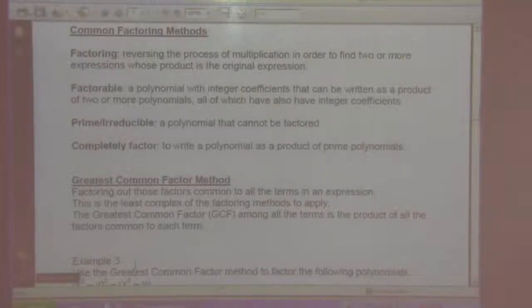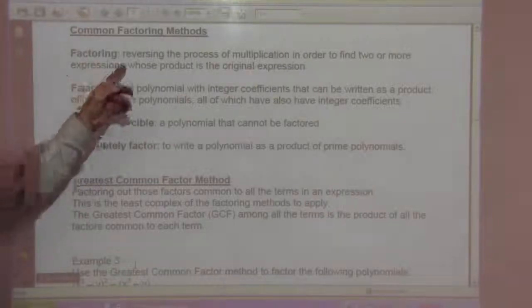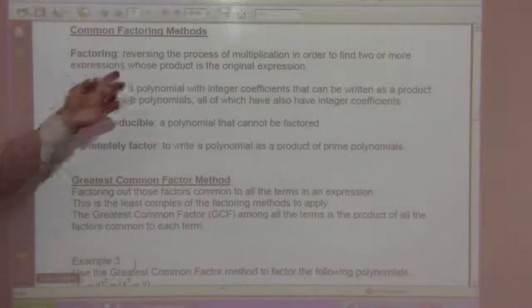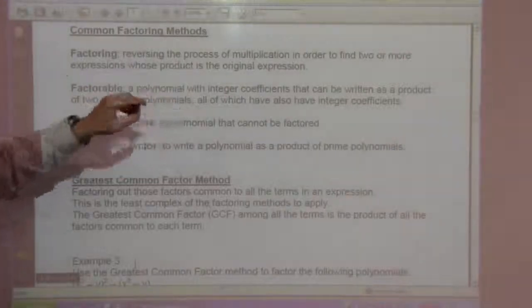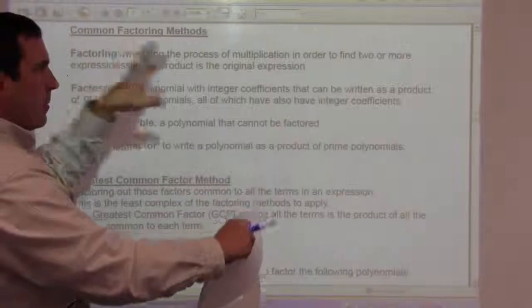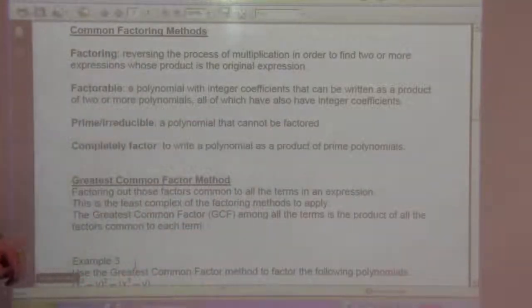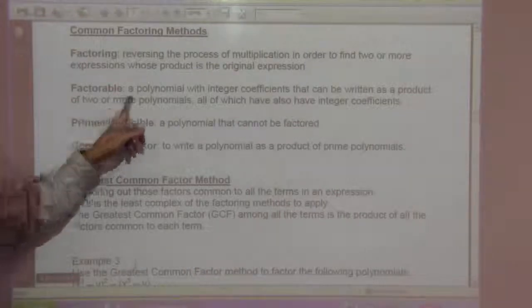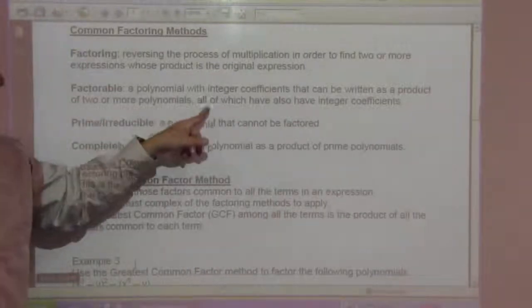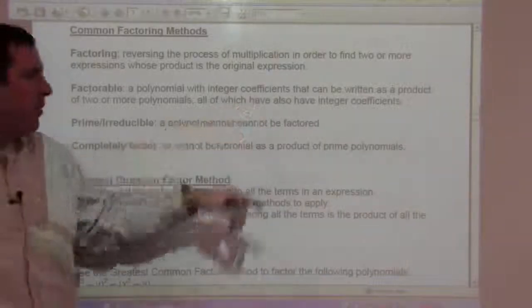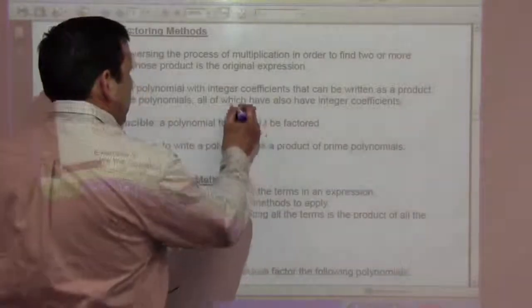So some common factoring methods. Now factoring is reversing the process of multiplication in order to find 2 or more expressions whose product is the original expression. So you take something that's been multiplied out, you're going to go back to something times something. Factorable is a polynomial with integer coefficients that can be written as a product of 2 or more polynomials, all of which also have integer coefficients.